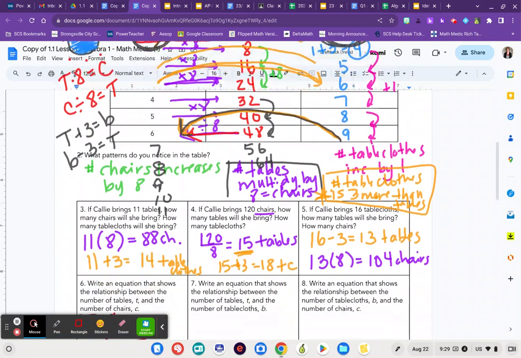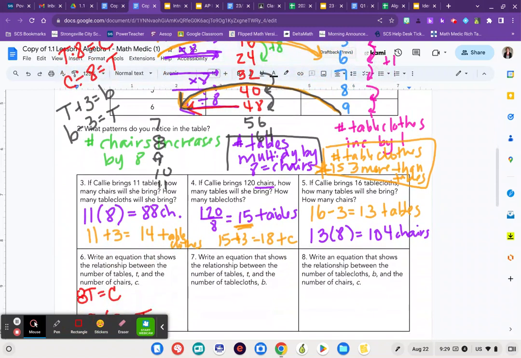Okay, so I'm going to go through that again down here. We said if I know the number of tables, I could add 3, and that gets me the number of tablecloths. Or if I know the number of tablecloths, I could subtract 3, and that gets me the number of tables. All right, the last one says, write an equation that shows the relationship between the number of tablecloths, B, and the number of chairs, C.